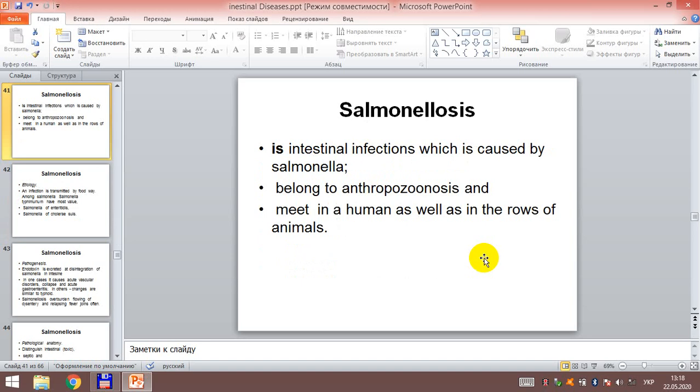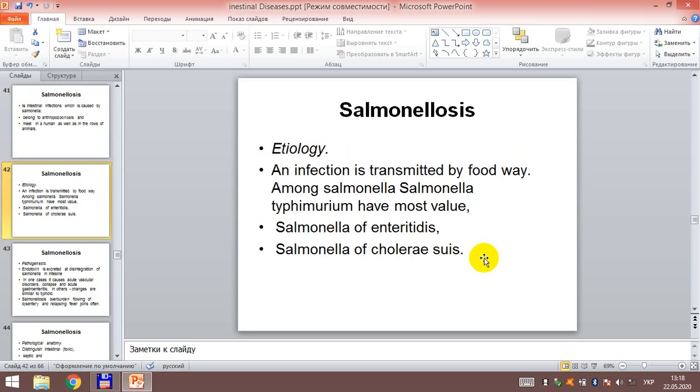Next bacterial infection in intestinum is salmonellosis. It is an intestinal infection caused by Salmonella, belonging to enterozoonosis and occurring in humans as well as in a range of animals. Etiology of salmonellosis. An infection is transmitted by the food route. Among them, Salmonella typhimurium is most well known, also Salmonella enteritidis, Salmonella choleraesuis.